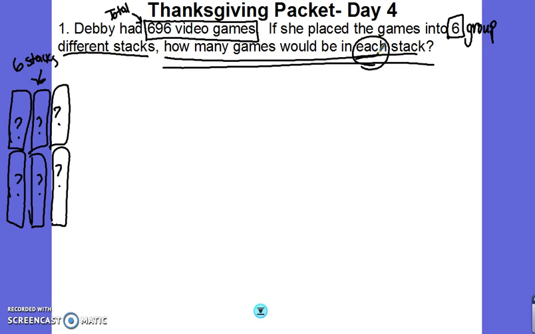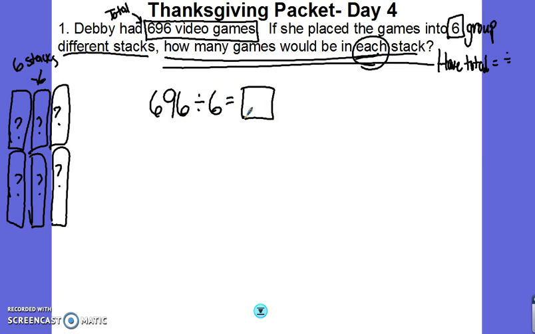I know that when I have the total is when I divide. Don't get confused. We're not multiplying here. We're dividing because we're splitting them up and we have the total. So, make a little note to myself so I don't forget. Have total tells me to divide. Okay, so 696 divided by 6 equals something, or 6 times some number equals 696.